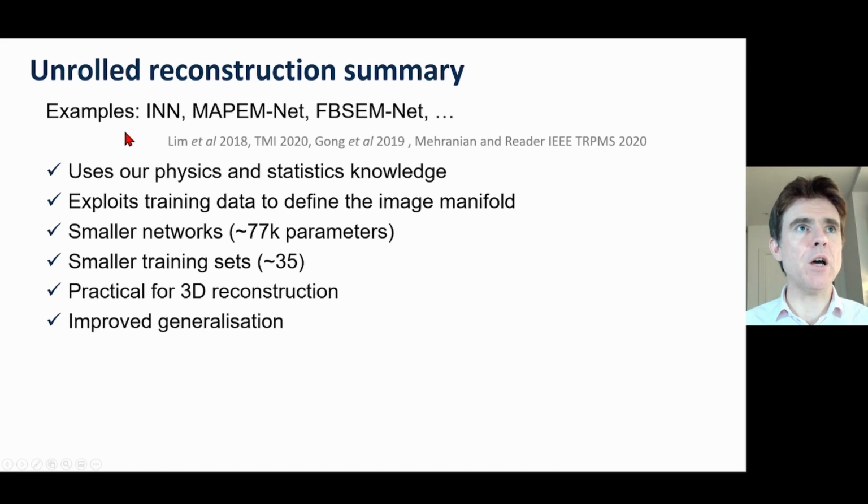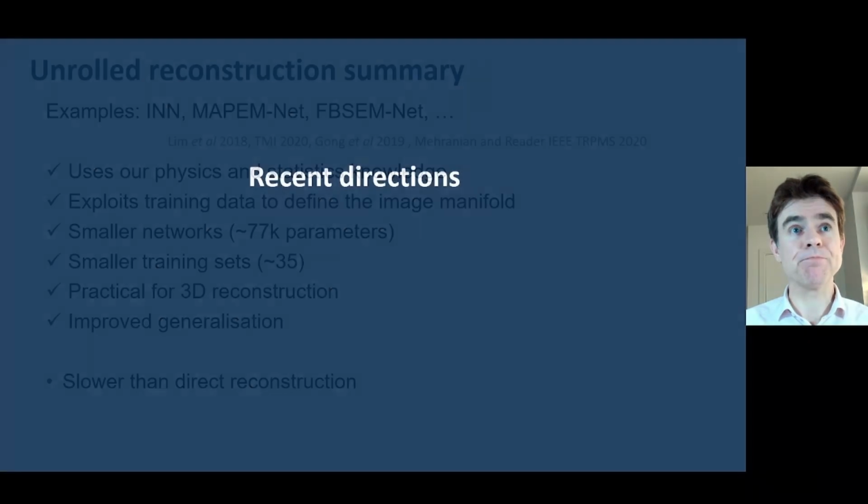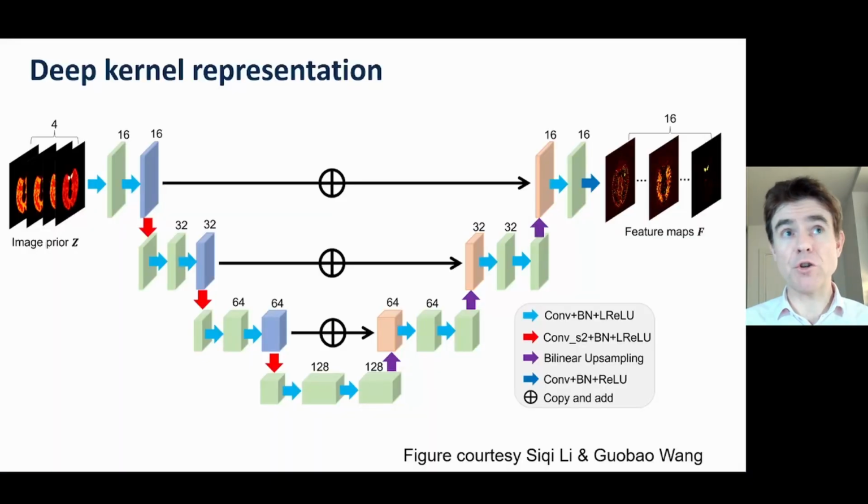Okay, so in summary then, we've looked at how to unroll iterative reconstruction and build in deep learning into those unrolled reconstructions. It uses all of our physics and statistics knowledge. Much reduced parameters are involved, hardly any training sets are needed. And this now is practical for 3D reconstruction, and we'd expect improved generalization by making use of our known physics and statistics and not just entirely relying on data like DeepPET. But it is slower than direct reconstruction. So recent directions could be of interest.